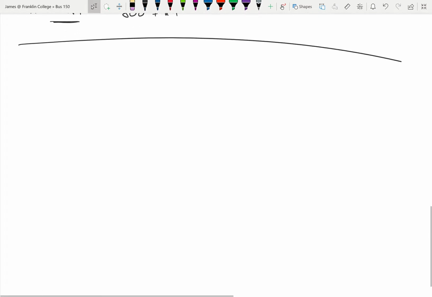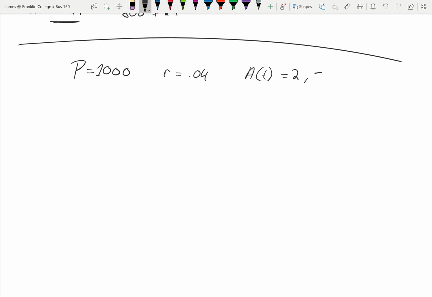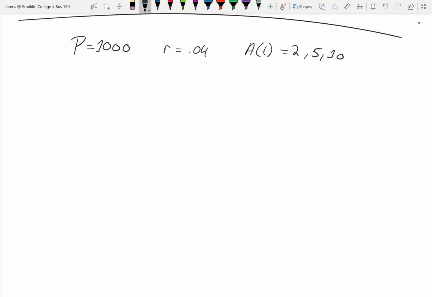Alright, so let's think about an account that earns interest at a simple rate. So we are going to think about it in terms of time periods greater than 1 year, just to illustrate a point of how these accounts grow in terms. So A of 2 years, well, that's just 1,000 plus 1,000 times 0.04 times 2, which equals $1,080.